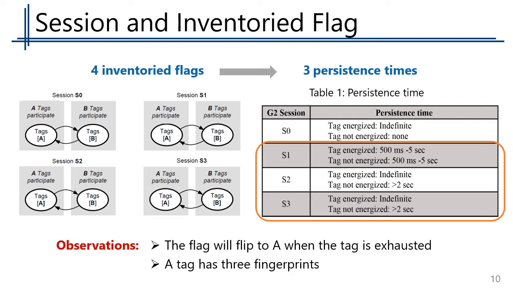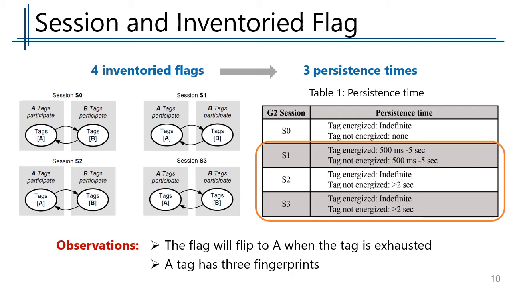Gen2 requires the readers and tags to provide 4 sessions, denoted as session 0, session 1, session 2, and session 3. Each session has an inventory flag. This flag is 1-bit volatile memory.